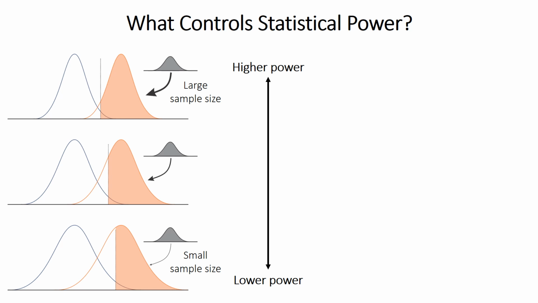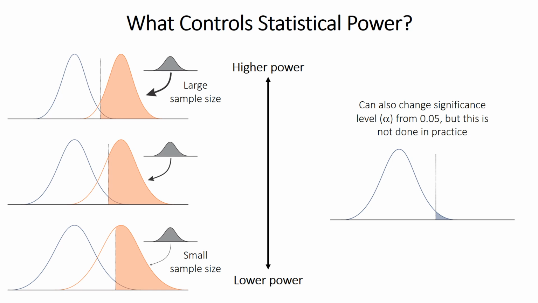Conversely, if your sample sizes are large, the sample means that you get are more likely to be close to the population mean, and the power will be higher. So finally, you can also increase or decrease power by changing the significance level alpha. You can either make the test more strict, which would decrease power, or you can make it less strict, which would increase power, but with the trade-off of increasing the risk of a false positive. But in practice, we don't change the significance level alpha. It's conventionally kept at 0.05.